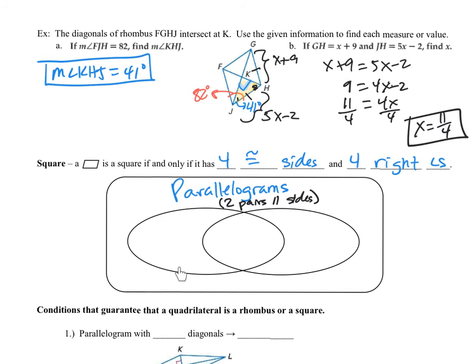First, we talked about rectangles. So let's let this oval represent the set of all rectangles. And remember the definition of a rectangle: a parallelogram is a rectangle if and only if it has 4 right angles.